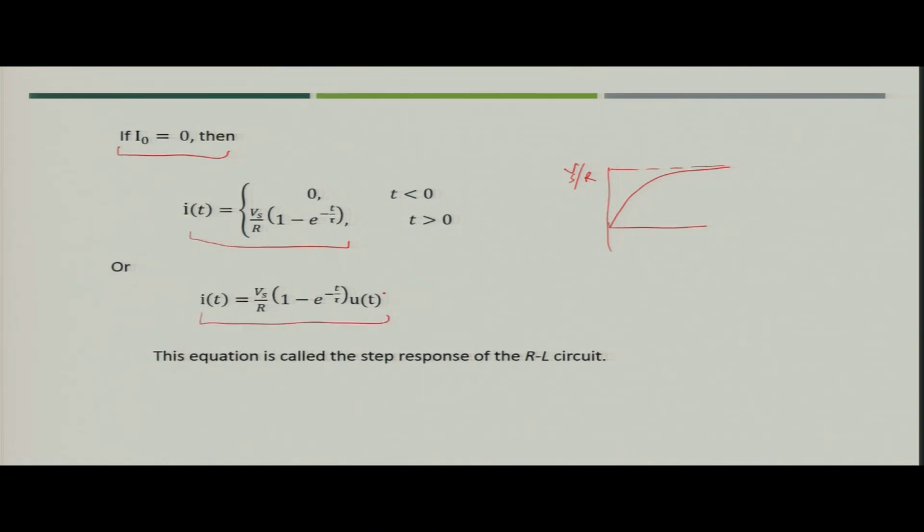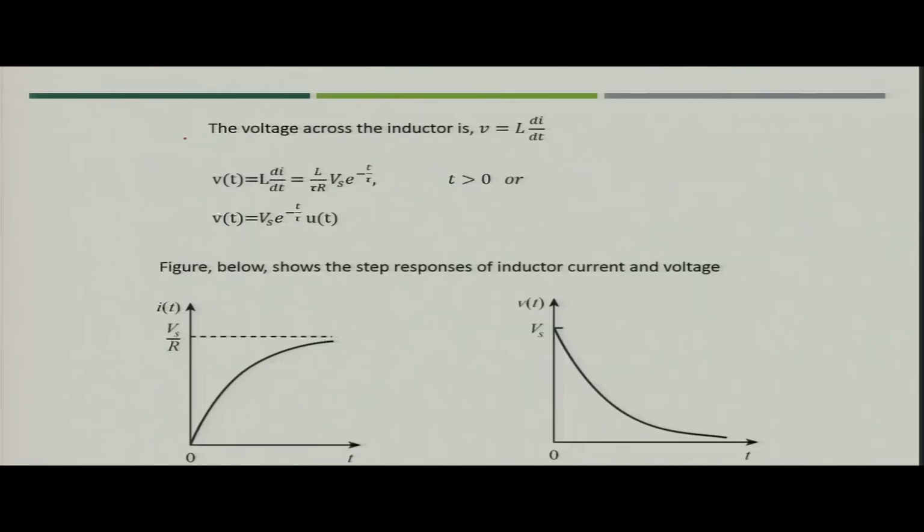So, we can simply say, if you apply a unit step function, I(t) is nothing but Vs by R into (1 minus e to the power minus t by tau) into u(t). This is called the step response of the RL circuit when I naught is equal to 0. This would be the current flowing through the inductor.